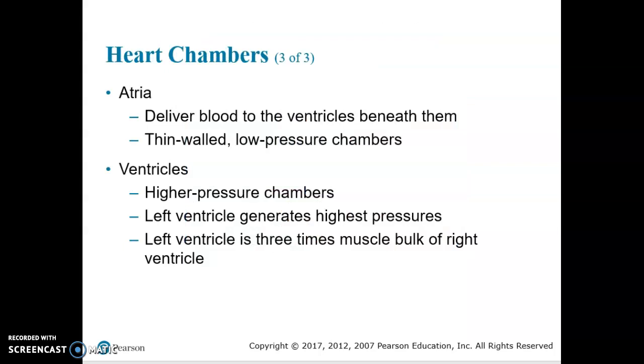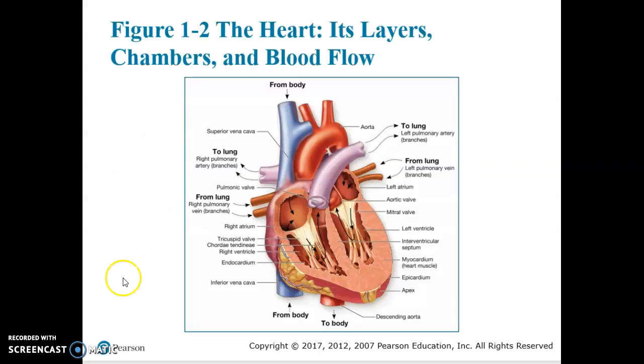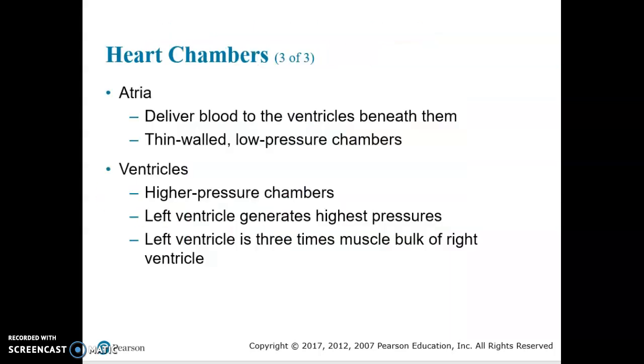So when we talk about the heart chambers, we need to know the difference between the two atria and the two ventricles. The atria's purpose is to deliver blood to the ventricles beneath them. It's a thin wall, low pressure chamber, okay? So when we're talking about the atrium, you can see the wall here in this dissected picture is thinner. If you look down at the ventricles, we got more muscle here, and that'll make sense to you in just a second.